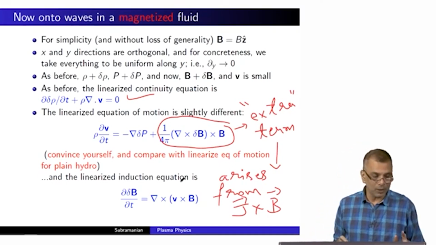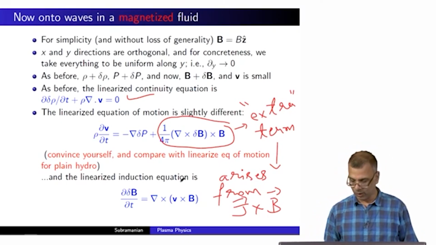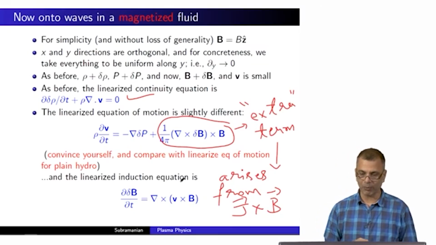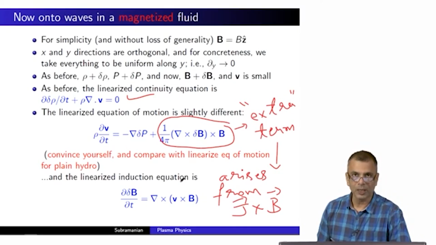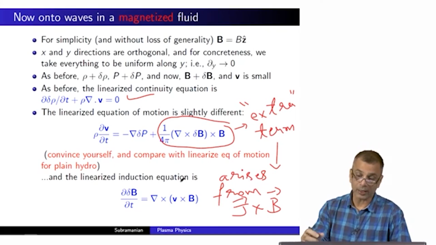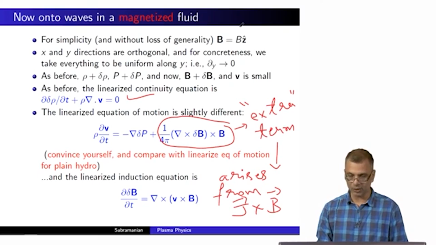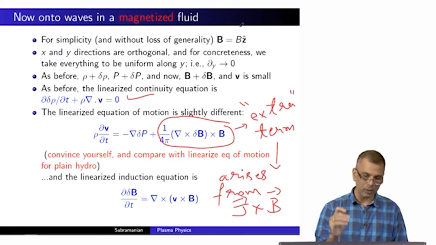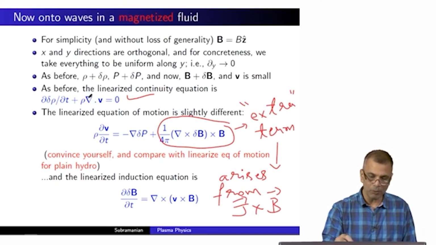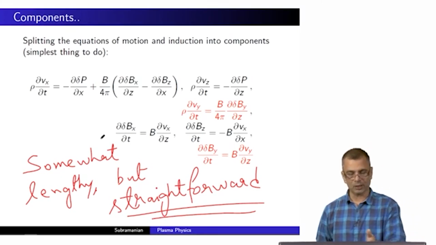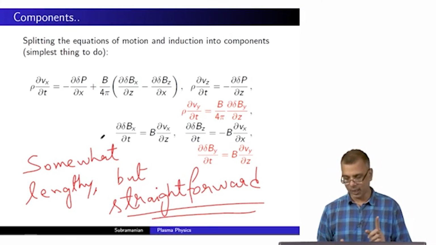Okay, so now before going on, what we did was we said it's simple to split up these vector equations in components x, y, and z, recognizing that the magnetic field is only in the z direction. All we're doing now is writing down the equations in blue, this and this, in components. That is all. It is somewhat lengthy but straightforward really.